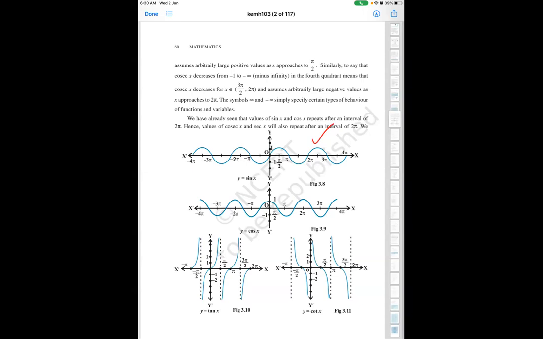So you can see all the graphs are given in your book also. This is the graph of the sine function, cos function, tan function. Then the cot function, this is for cot, another graph. And then finally the sec and cosec graphs.